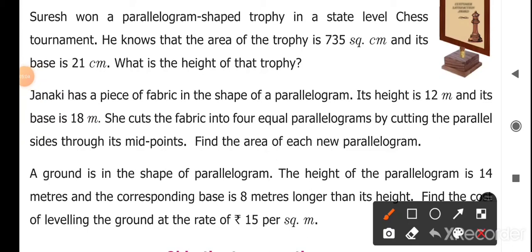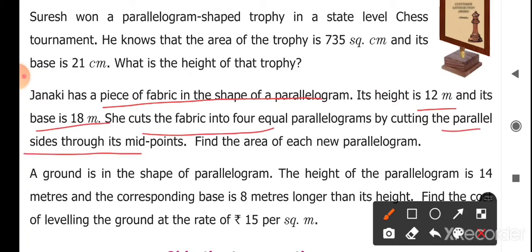Janaki has a piece of fabric in the shape of a parallelogram. Its height is 12 meter and its base is 18 meter. She cuts the fabric into 4 equal parallelograms by cutting the parallel sides through its midpoints. Then find the area of each new parallelogram.